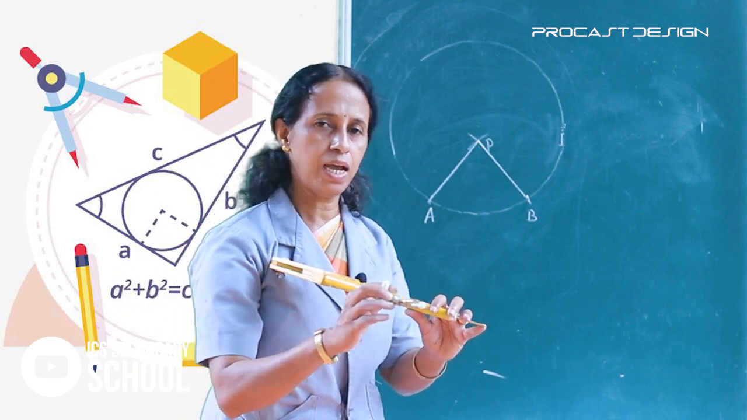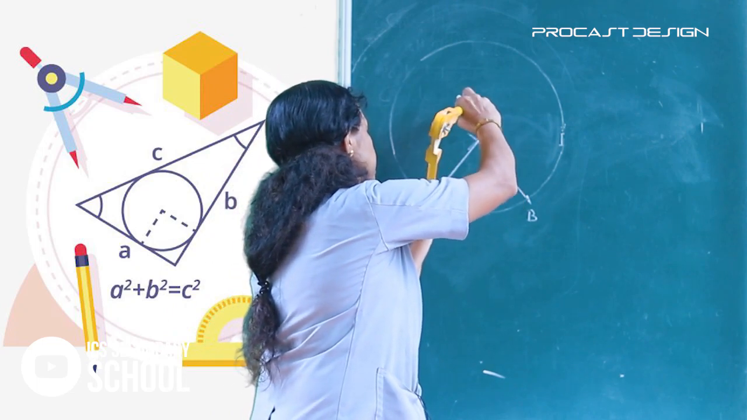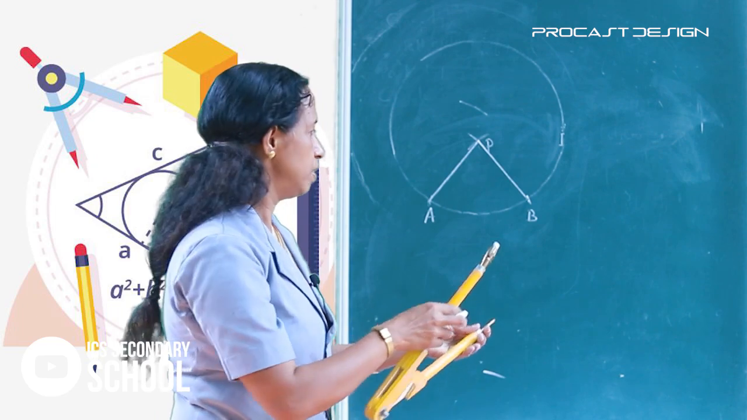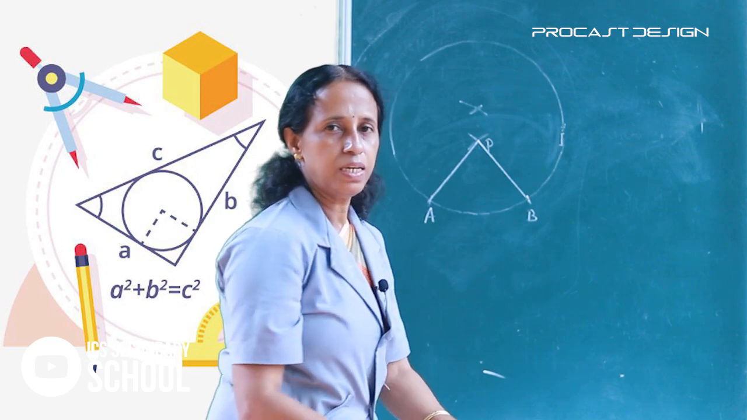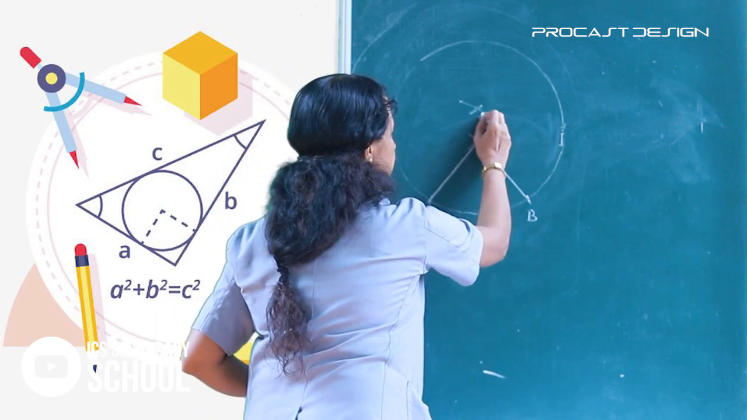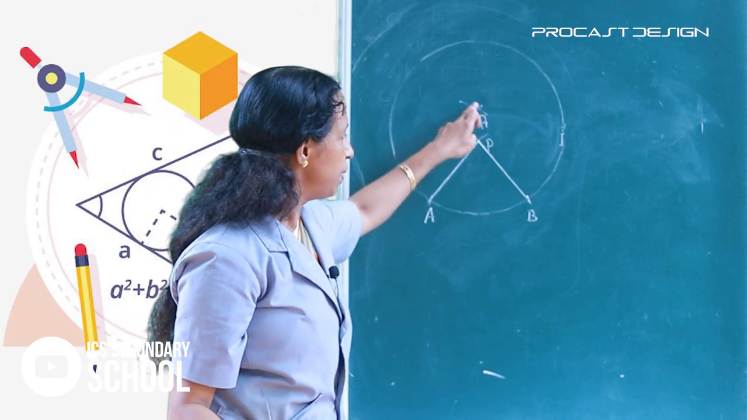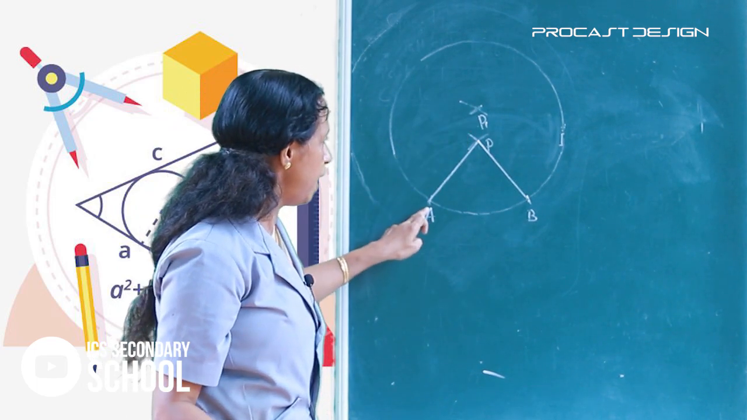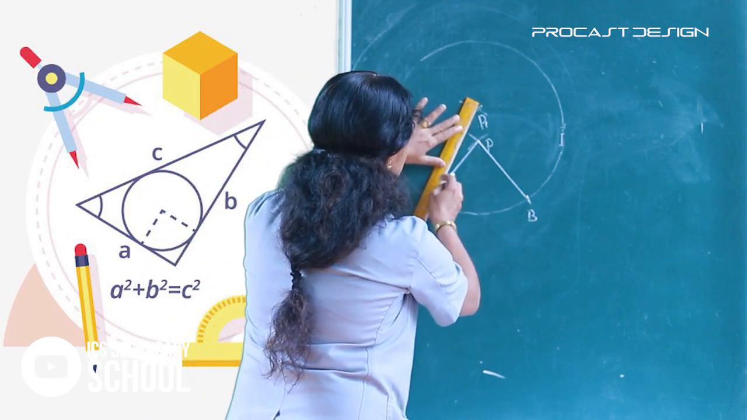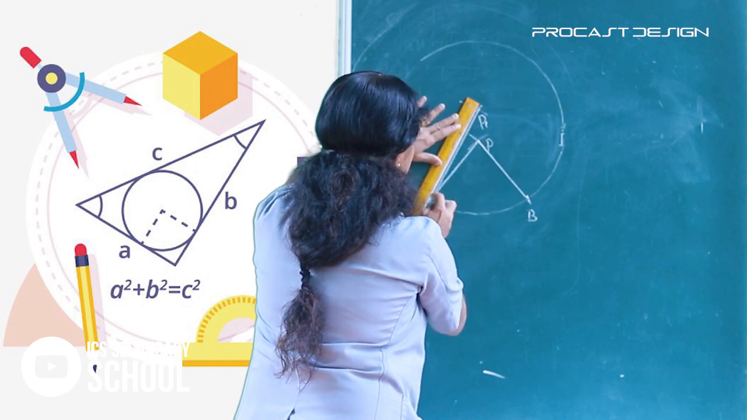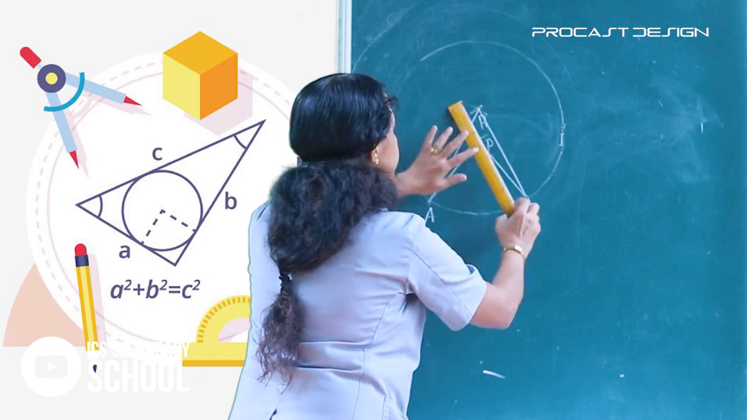Change this measure and mark a point. Draw another arc. This point is P1. Connect P1 to A and P1 to B.